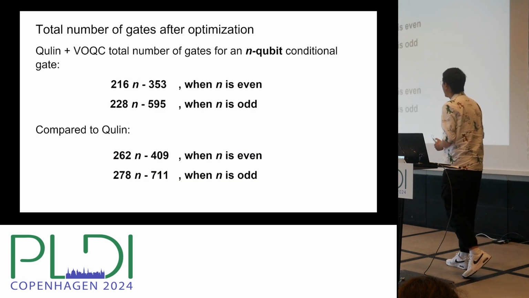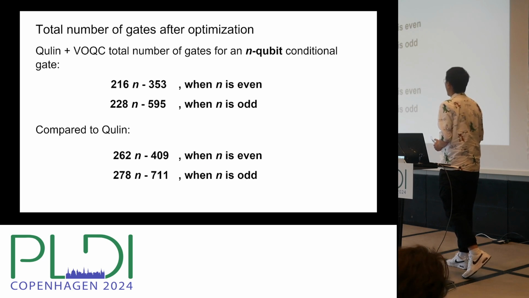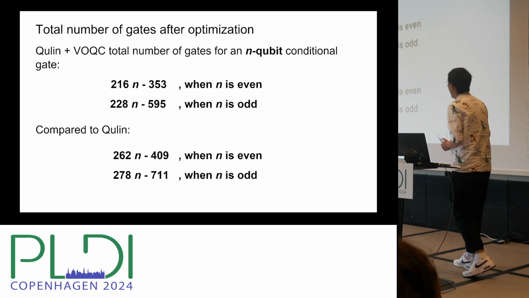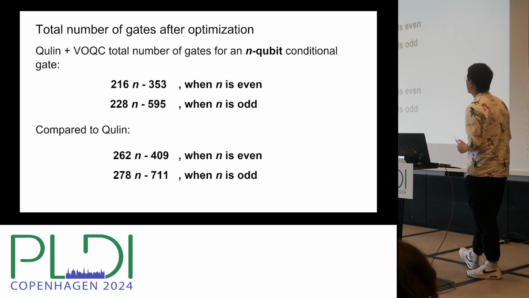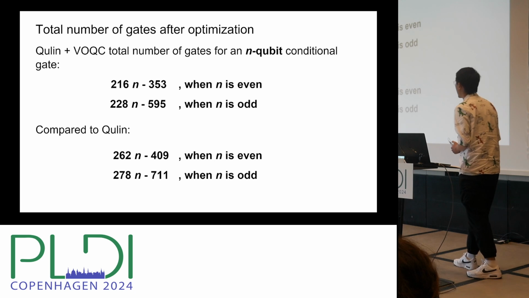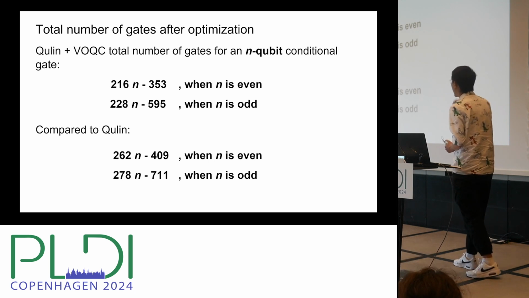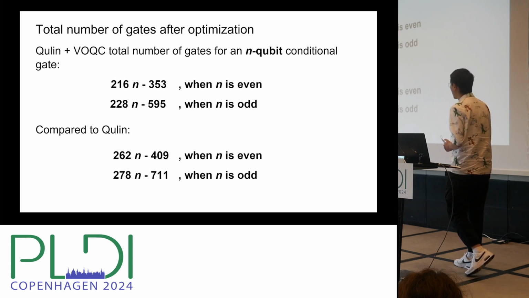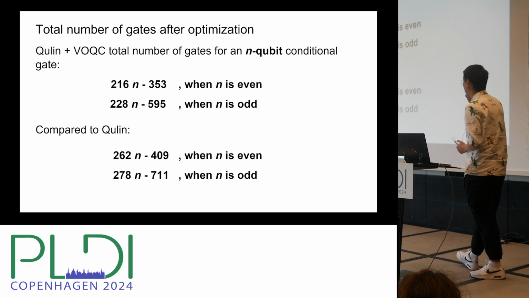And the last thing is that, of course, you can use those optimizers to optimize our compilation scheme. If you take the VOQC optimizer, which has the biggest effect, now our compilation scheme has the constant number down to 228 in the worst case. Before it was 278.